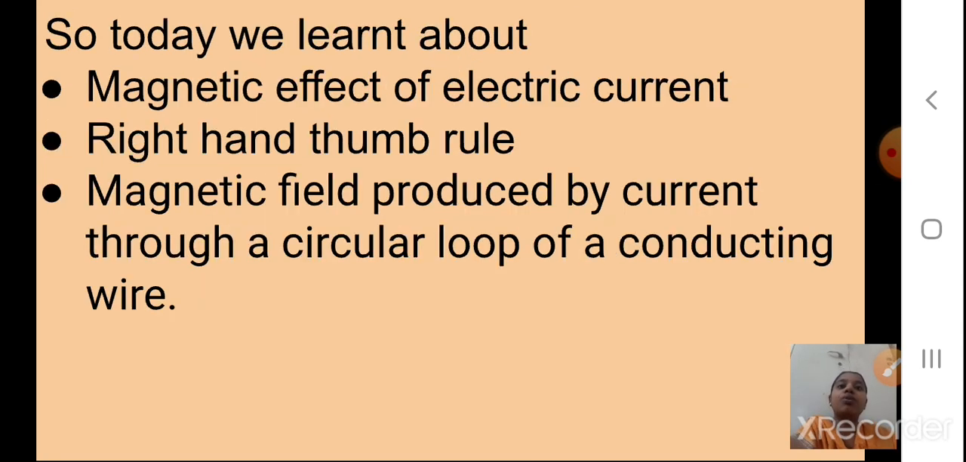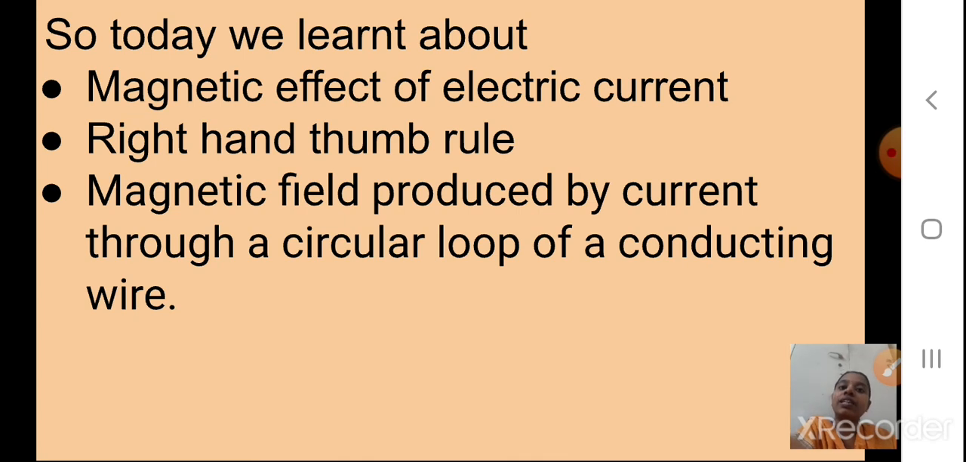Now we have come to the end of today's session. Let's see what we have learnt today. We learnt about the magnetic effect of electric current. The main statement is that magnetism and electric current are closely related. Then we studied the right hand thumb rule. If you imagine holding a conductor in your right hand, the thumb points in the direction of the electric current, and the curled fingers show the direction of the magnetic lines of force.